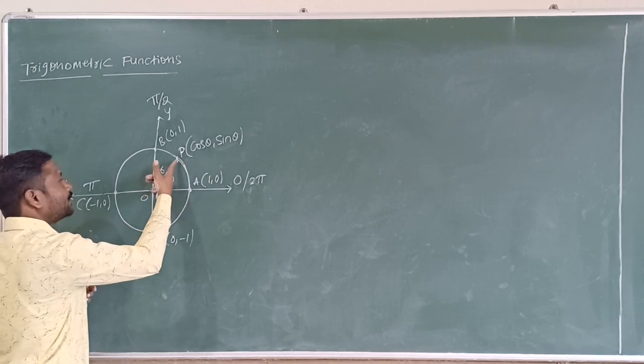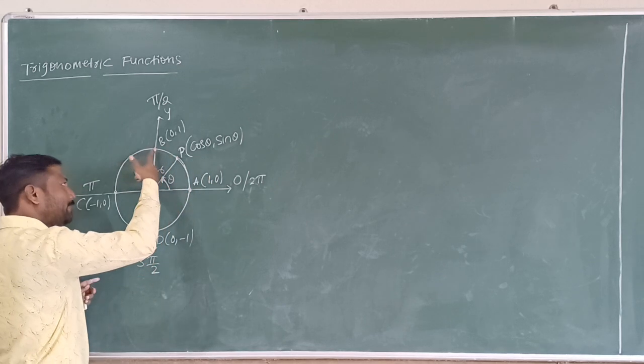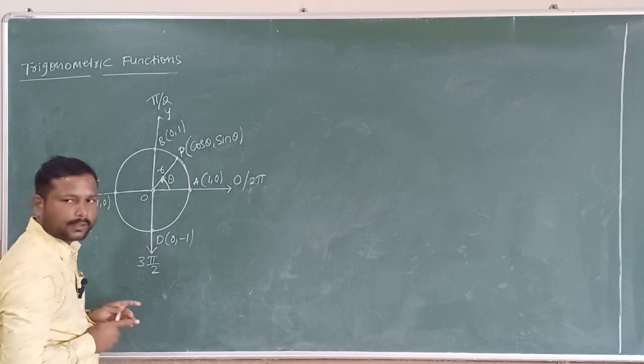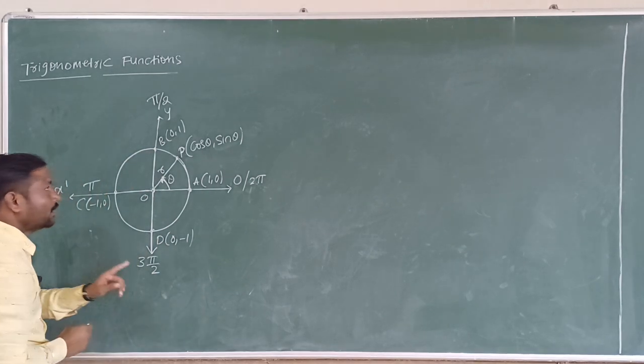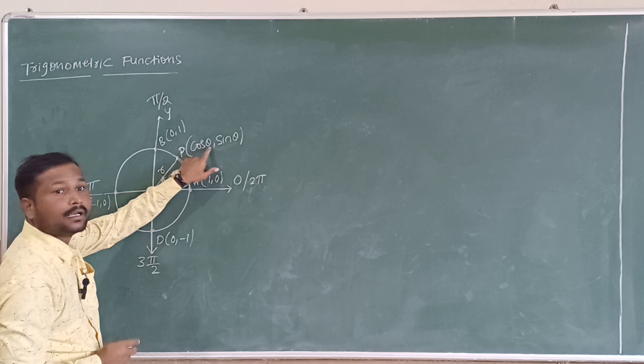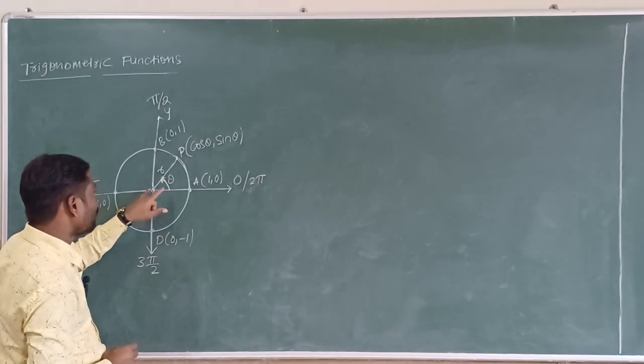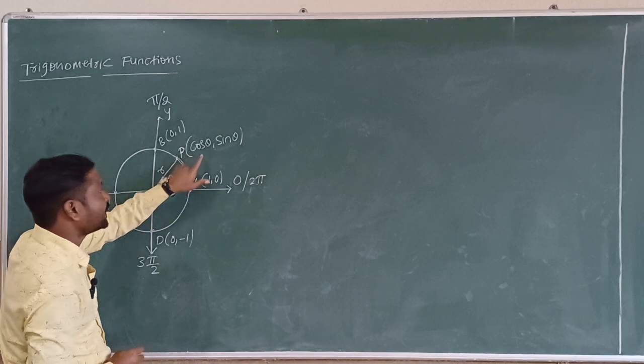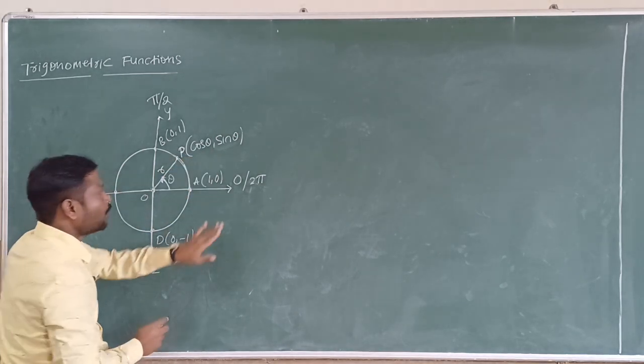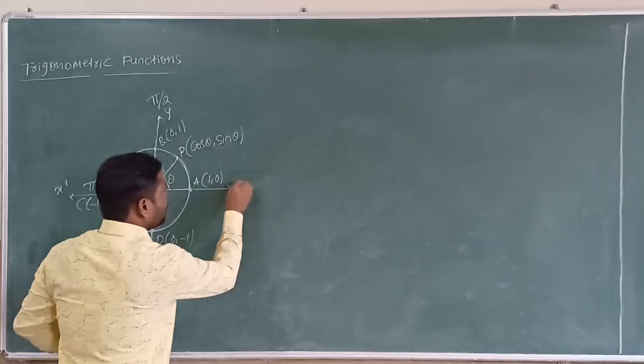Next, the point P is on B now. How many degrees is it here? 90 degrees. Correct? Now theta is equal to how many degrees? 90 degrees, no doubt it is 90 degrees. Suppose the OP is on here, then what is theta? 0 degrees. Correct?